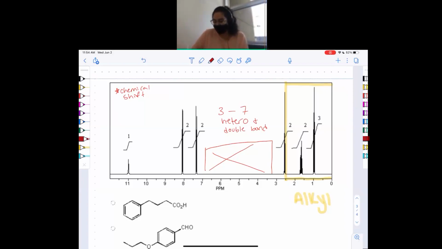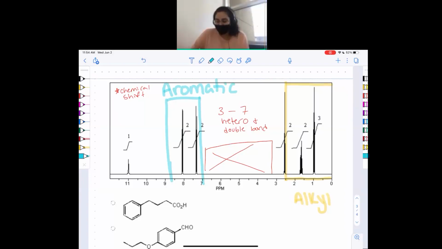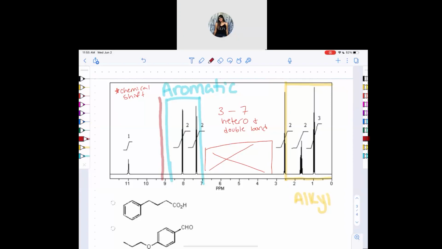Next, we have the region from around 7.5 to around 8.5-ish. And what is this region? The hydrogens on rings. Aromatic rings, exactly. And then past 9 is going to be what region? Carbonyl groups. Yes.